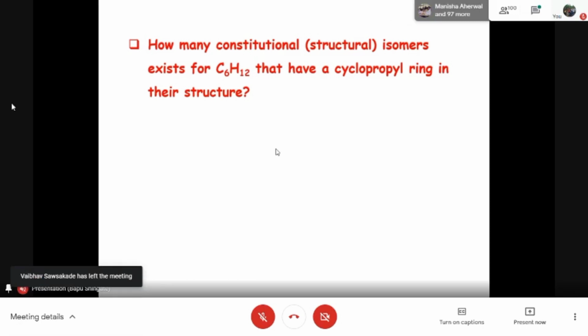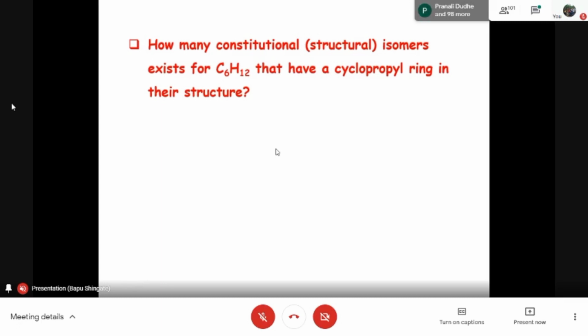Because I have modified the question, you have to give a number, and then you have to write the structures. If you have written the correct number of structures, then only you will get marks. If you have written the wrong number of structures, you will get 0 marks. But in a competitive examination, if the options are given this way: A option 3, B option 4, C option 5 and D option 6, what could be the correct answer?